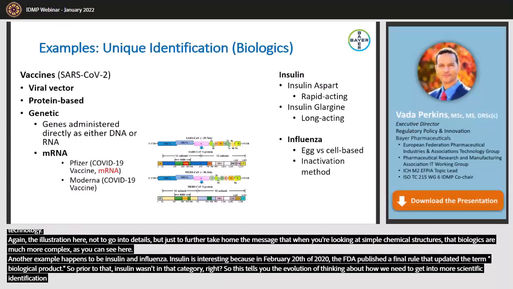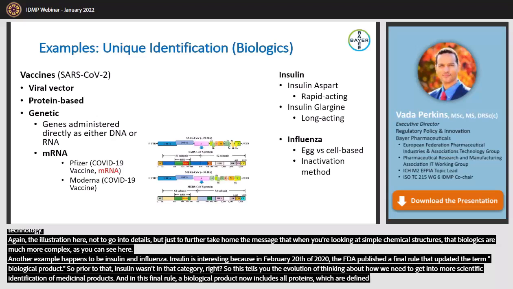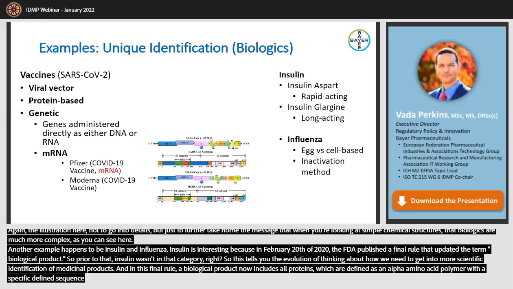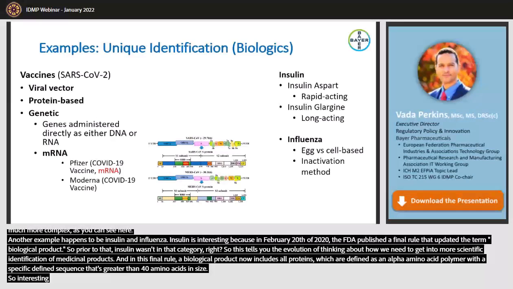medicinal products. And in this final rule, a biological product now includes all proteins, which are defined as an alpha amino acid polymer with a specific defined sequence that's greater than 40 amino acids in size. So interesting that, like I said, in 2020, insulin is now a part of that biological product definition.